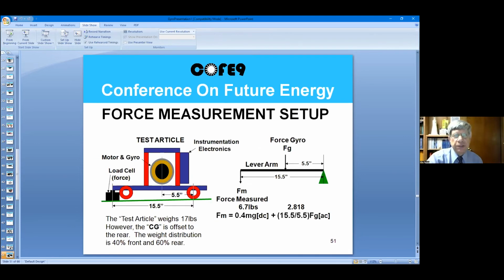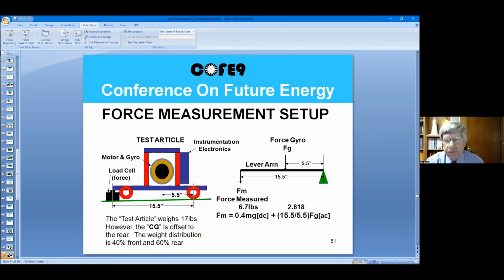So what I did is I changed the gyros for vertical thrust, and then I put the load cell under the lip of the test article. As it generates some vibration, I dampen that out because I'm looking for ounce force resolution. So I have to dampen out some of the vibration by the weight of the vehicle. Now the weight, 17 pounds, is about a 40-60 distribution. So there's 6.7 pounds DC preload on the load cell.